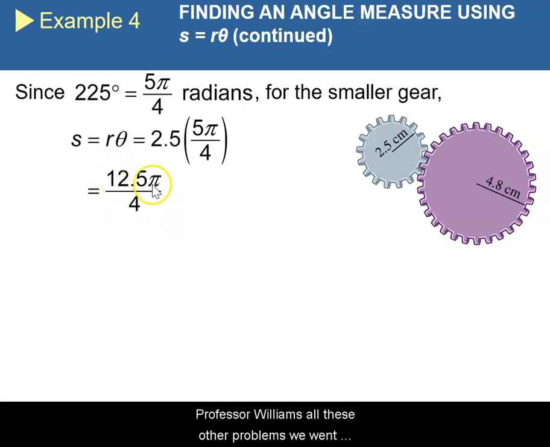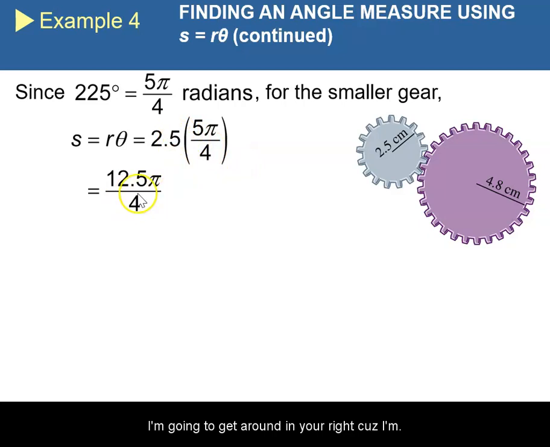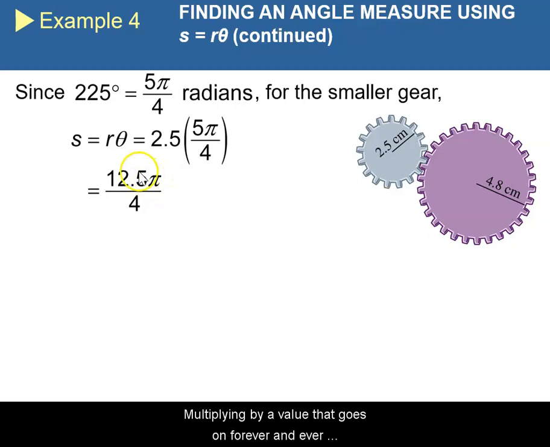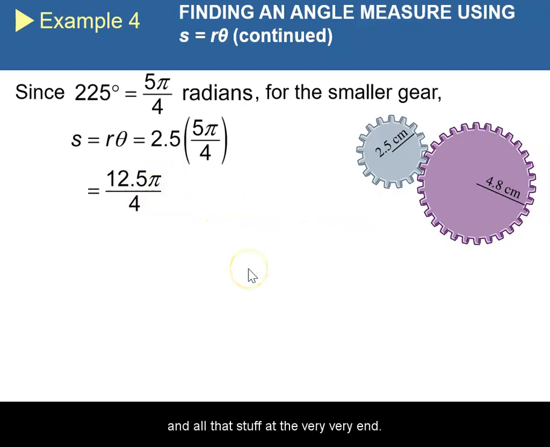Now, you might be saying, Professor Williams, all these other problems, we went straight to the answer. Well, we're going to continue to do math with this value. So if I were to write a 1 decimal place approximation, I'm going to get a rounding error, right? Because I'm multiplying by a value that goes on forever and ever. It's always best to not round until the very, very last step. So I'm going to keep the value I have now as is, and I'm going to continue to do math with it until the very end, when I can give my answer by multiplying in pi and all that stuff.